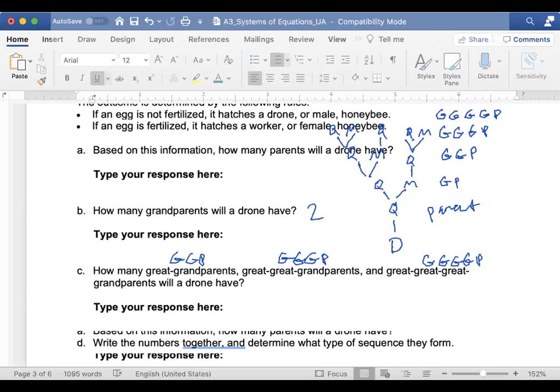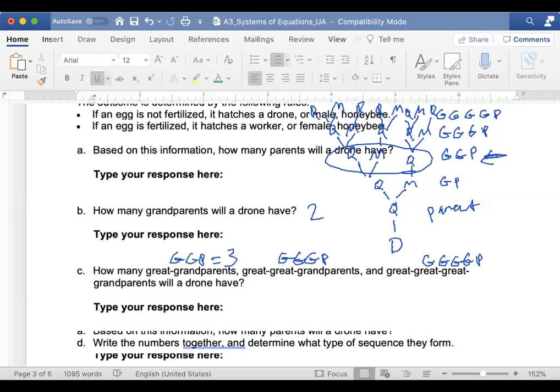And then for the last line, we have a queen here. So that would be queen, male. The male only has the queen. This queen has a queen and a male. This queen has a queen and a male. And this male only has a queen. So for the great grandparent right here, that's 3. Okay.